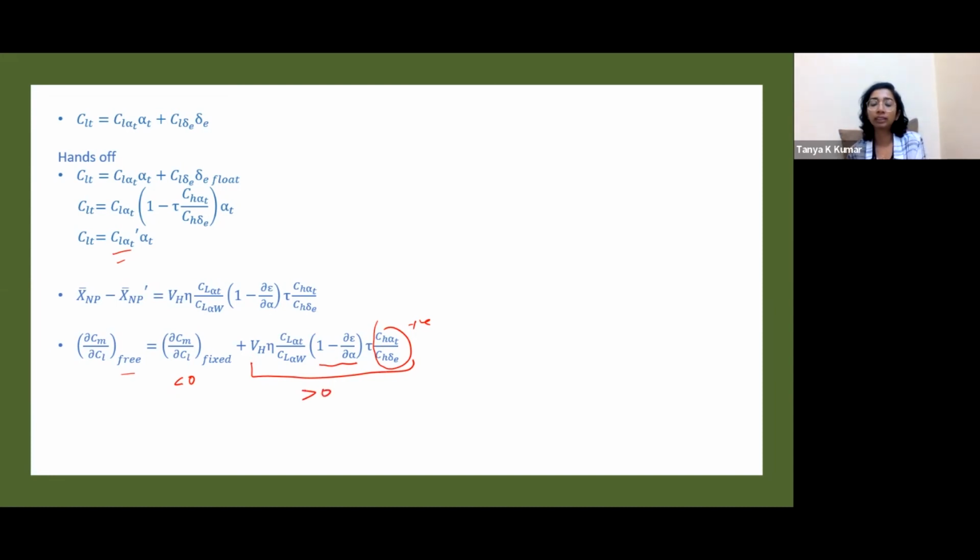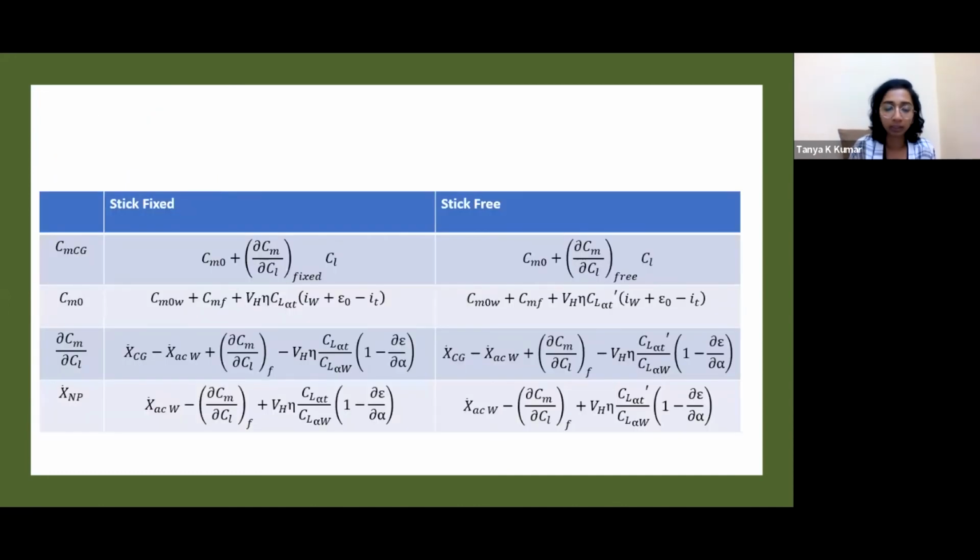So what it does is it has a destabilizing contribution towards your static margin. So this entire thing was negative, and this has a slightly positive contribution. So your stick fixed static margin is greater than your stick free static margin. Greater as in it's more stable. Stick fixed is more stable. So this is a summary of the stick fixed and stick free case.